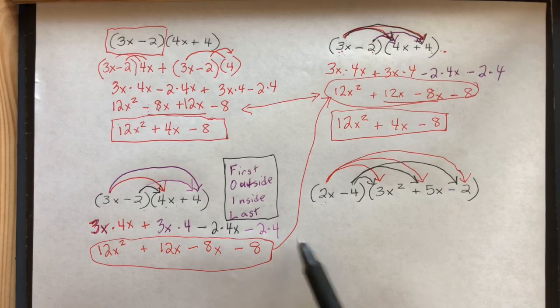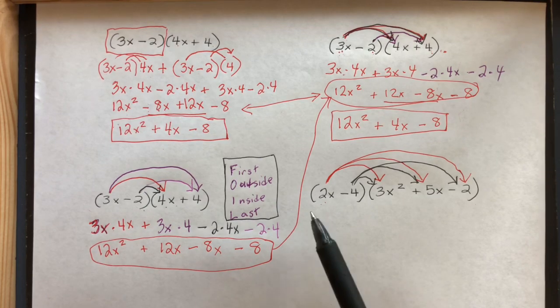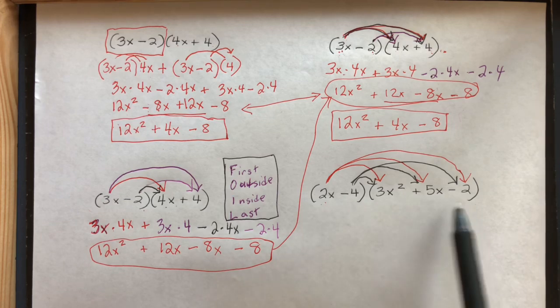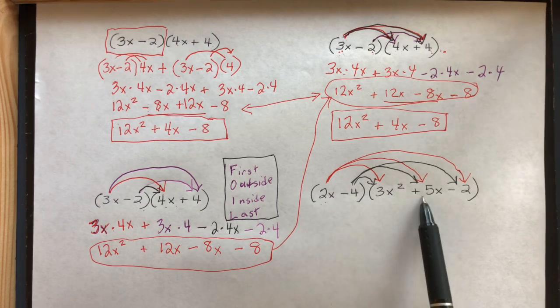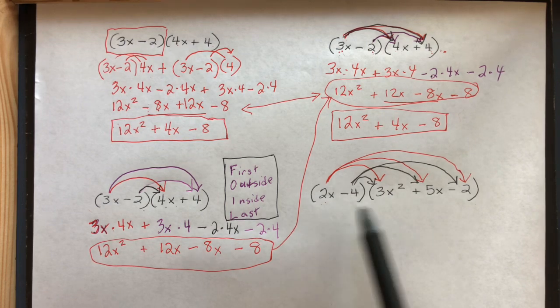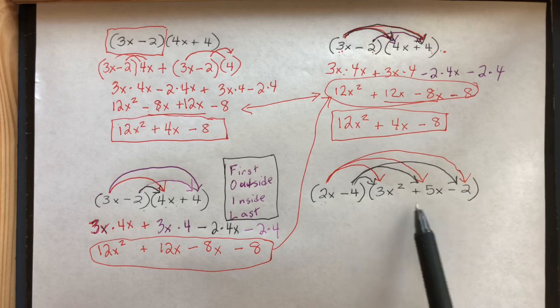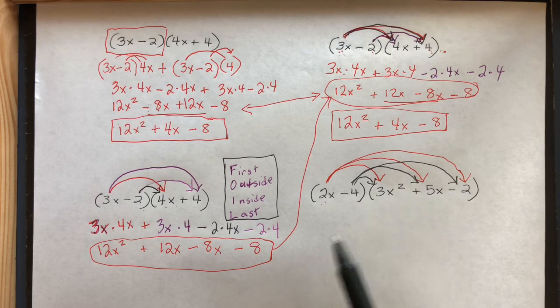So I really don't like remembering FOIL. It only works for two binomials. But we need to be able to do trinomials, or like a binomial times a trinomial, or a trinomial times a trinomial. So you're going to need to be able to multiply any polynomials, and this FOIL method just doesn't work.